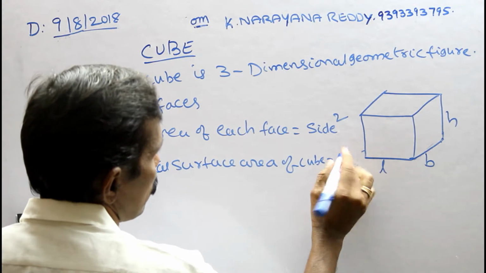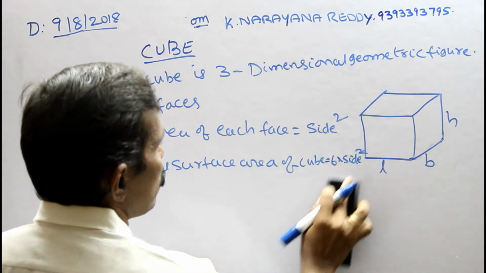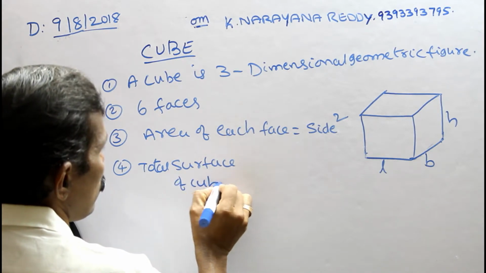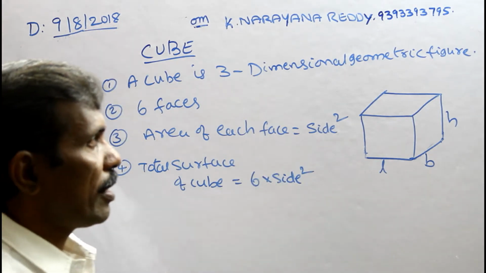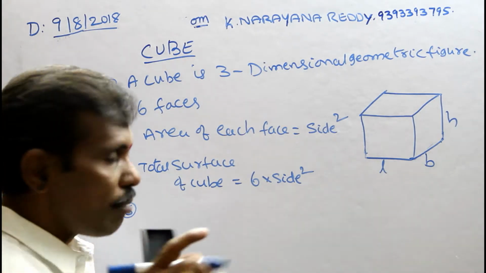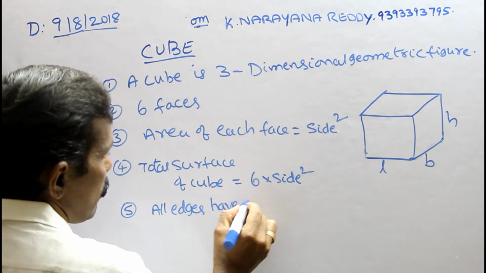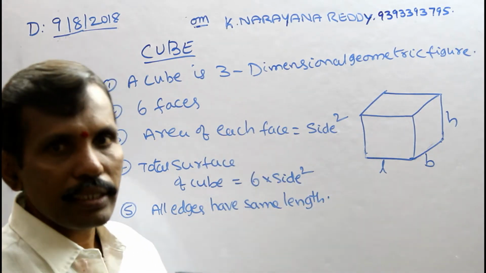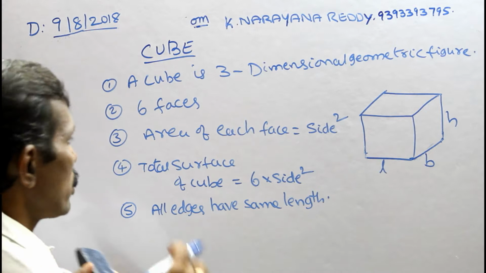6 into side square. That is the total surface area. Another point is all edges have the same length. That is why it is 6 into side square. This is the total surface area.